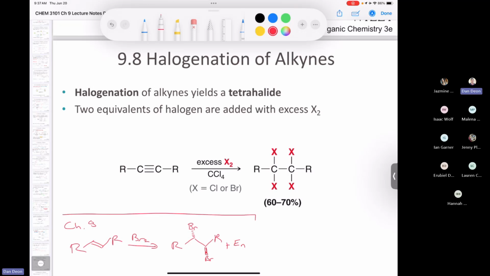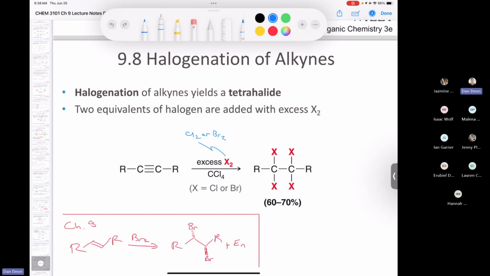But what we're going to see here is that if you take an alkyne and you treat it with excess halogen, and this halogen has to be Cl2 or Br2. You can see that right here. Fluorination is too violent and iodination is too slow. But what you do is you add halogens on everything. So you end up with a tetrahalide.